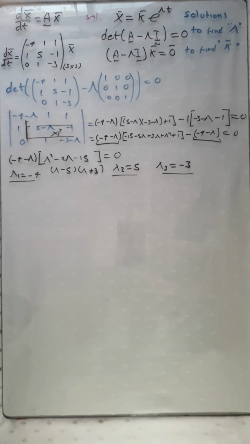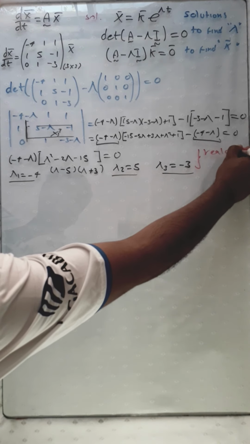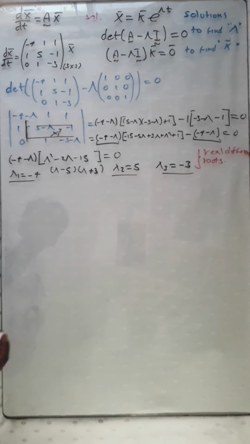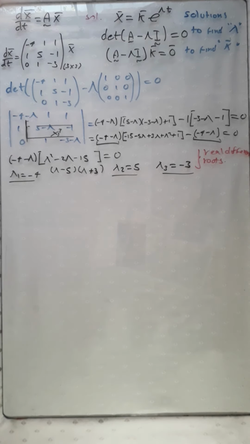Okay, now, they happen to be real, different roots. In the next videos we will see what happens if they are repeated roots and when we have imaginary roots. Okay, now let's follow the process.